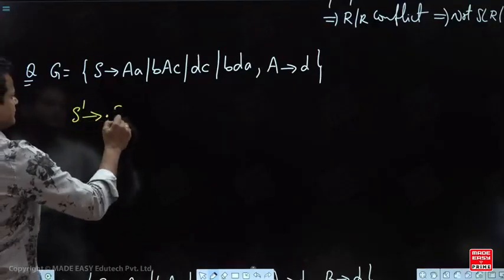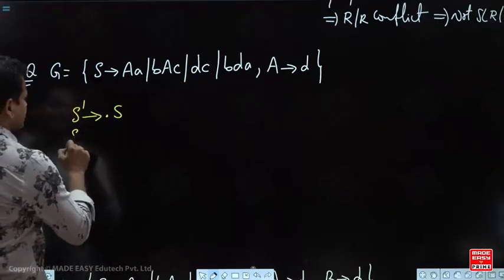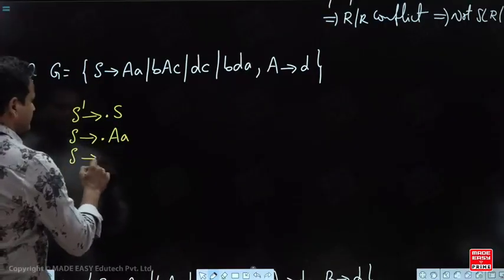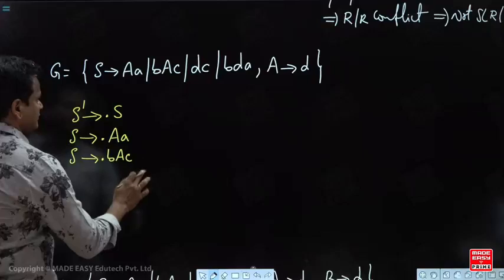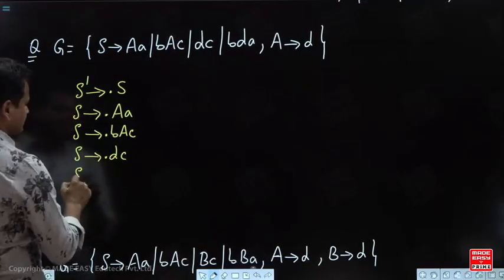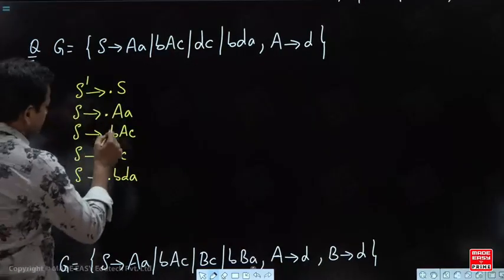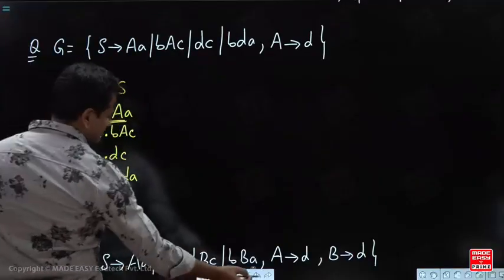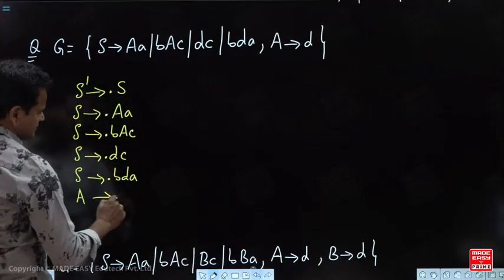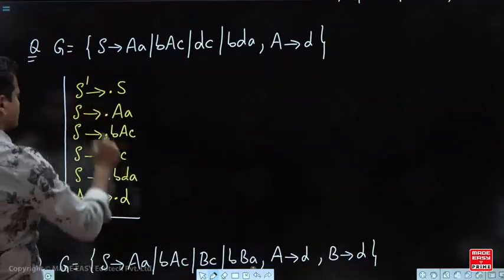S' goes to dot S. Now dot is before S, so add every production of S. It has 4 productions: AA, BAC, DC and BDA. So we must add them, and moreover here dot is before a non-terminal. If dot is before a non-terminal, we must add every production of that. A has only one production, add it. Now it is done. Okay, we have added all the productions.